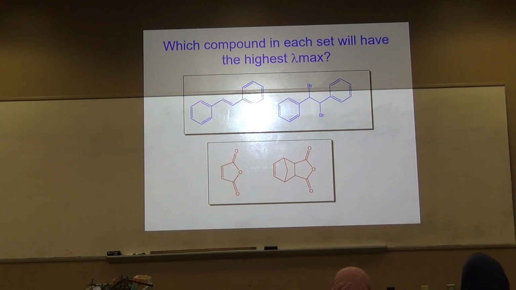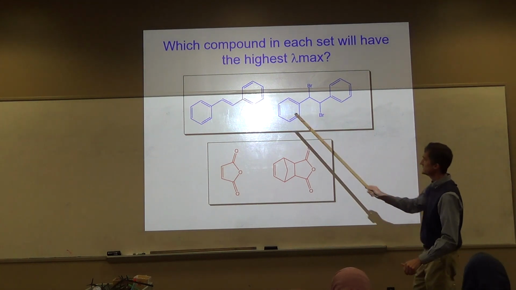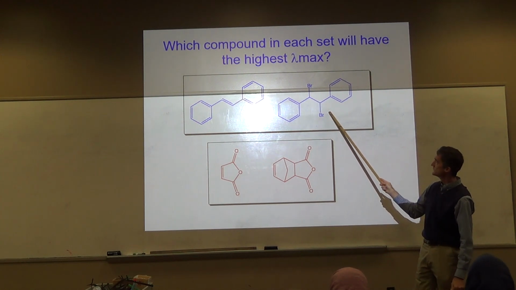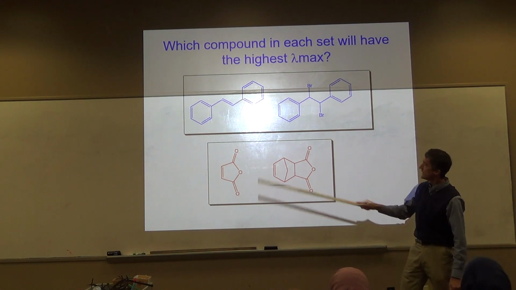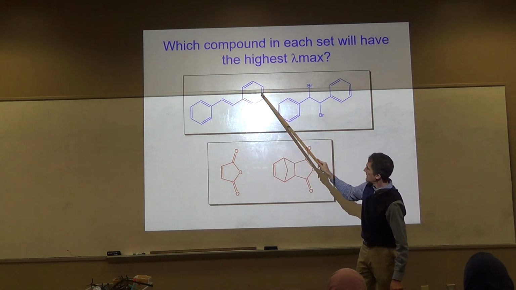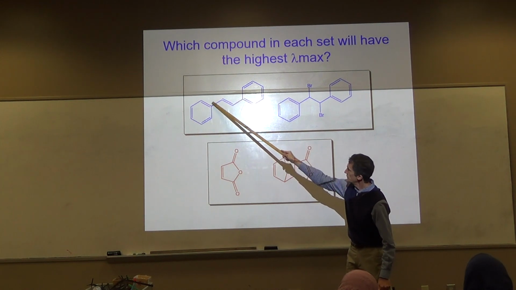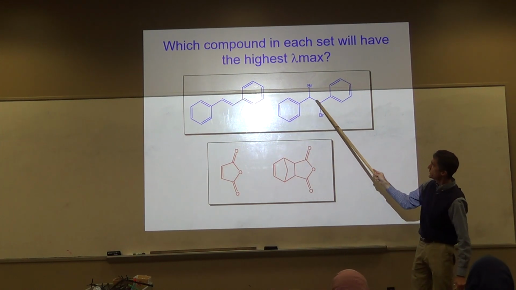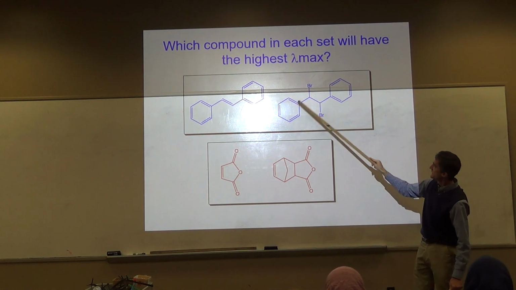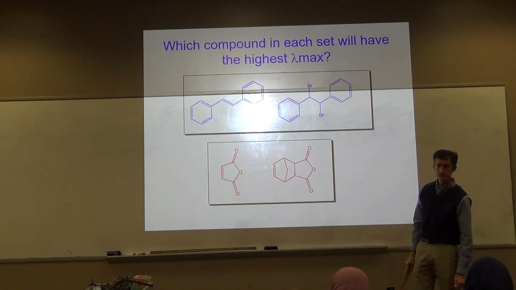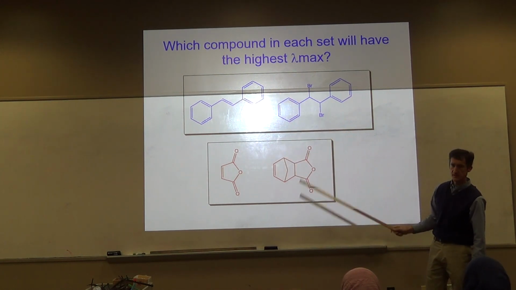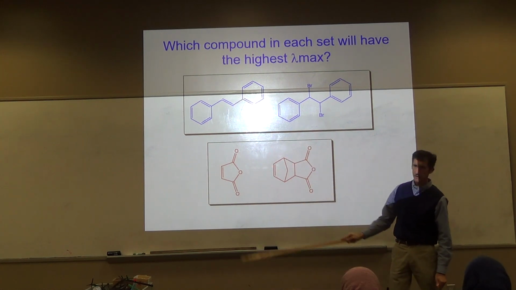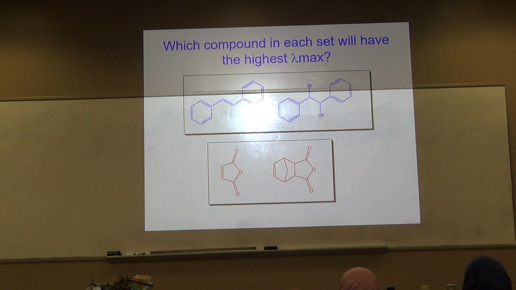Which compound in each set would have the highest lambda max? Remember the trans-stilbene and then the dibromide you made and used last week? Which would have the highest lambda max? Here the double bond makes everything conjugated. All pi bonds are conjugated. When the double bond is removed by brominating it, these two rings are no longer conjugated. It's no longer a completely conjugated molecule. This should have the highest lambda max: more conjugation, lambda max moving to a longer wavelength.